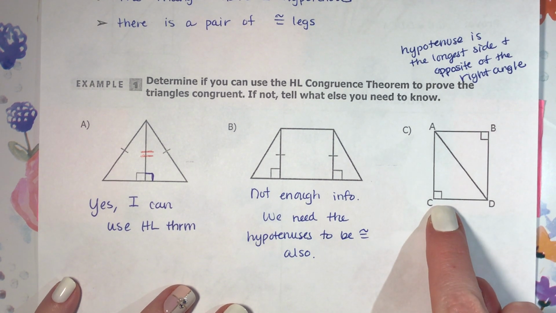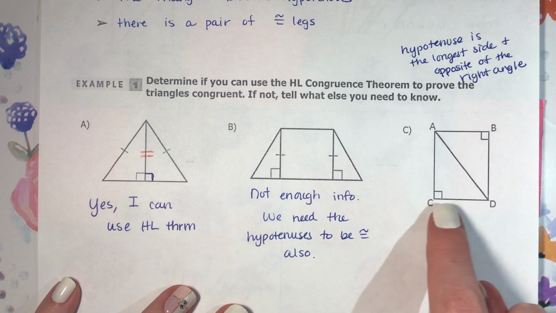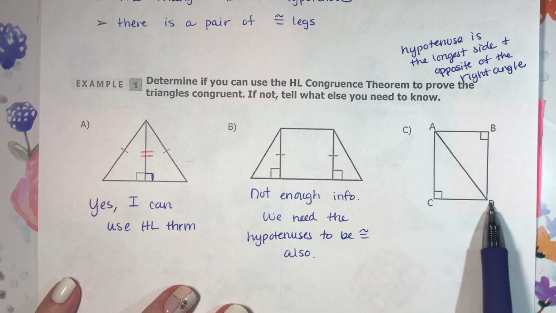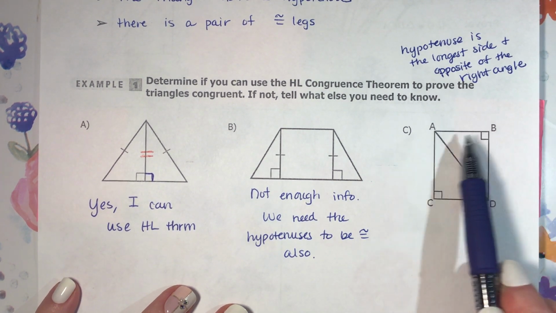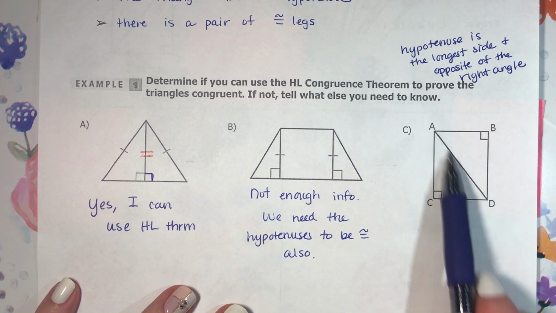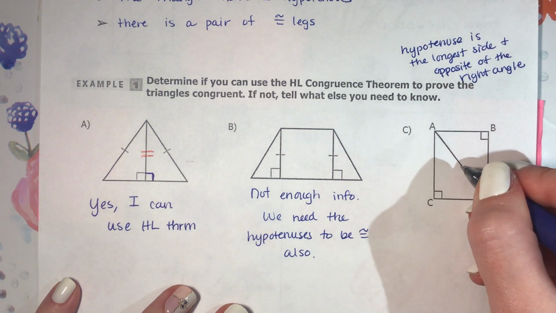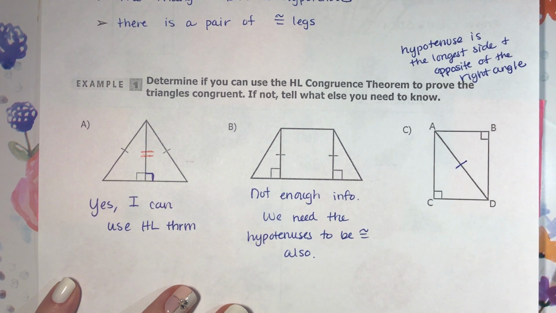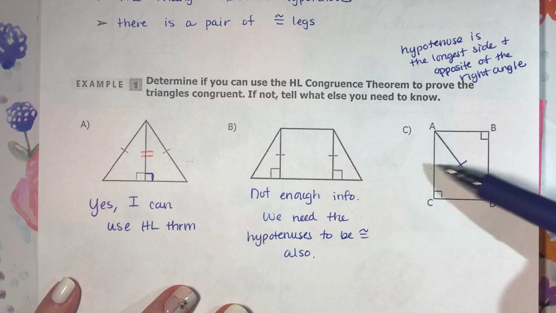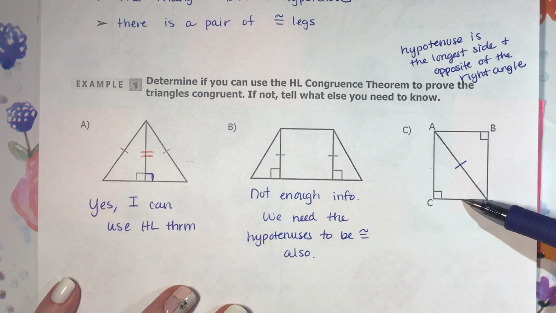Looking at this last example, here we have two right triangles. I have this guy down here, that's a right triangle. And then I have this guy up here, that's a right triangle. I also have them sharing a side once again. They are sharing their hypotenuse this time. So I'm going to say the hypotenuse is congruent to itself. The only issue is I have no way of showing that the legs are congruent to each other.